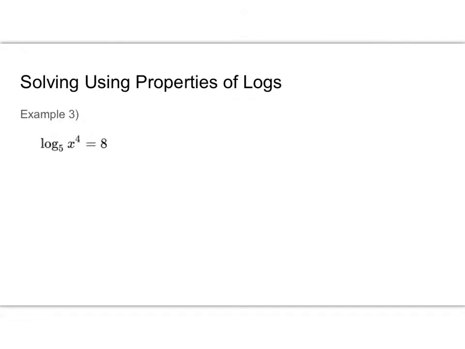Okay, here's another technique you might need to use. I have the log with the base of 5 of x to the 4th equals 8. Well, I need some way of getting rid of this log here. This is my problem. And so I'm going to use the inverse property. So I'm going to give both sides of my equation a base of 5. All right, and that's going to cancel out the log base 5.